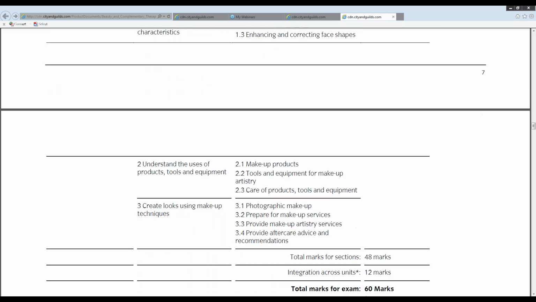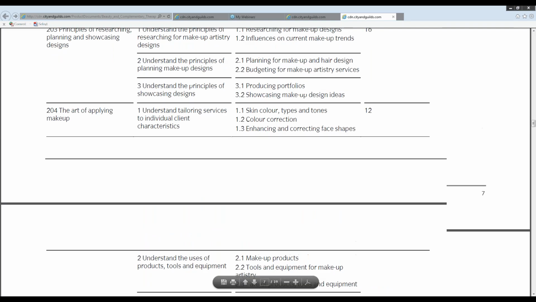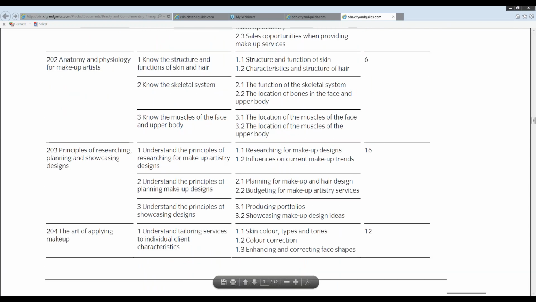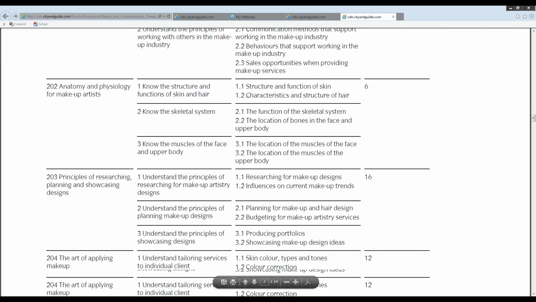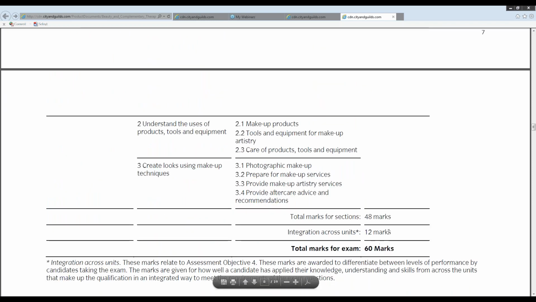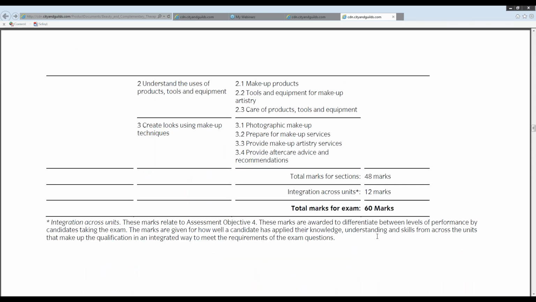Also, they need to understand tools and equipment, creating the looks. So makeup products, tools and equipment, care of products, tools and equipment. Photographic makeup, prepare for makeup services, providing aftercare advice. So 48 marks will come from those 4 assessment areas, those 4 units. So 204, 203, 202 and 201. Your case study question, which is going to be 12 marks, will go across all your units. And we're going to look at what that's going to look like in a moment.